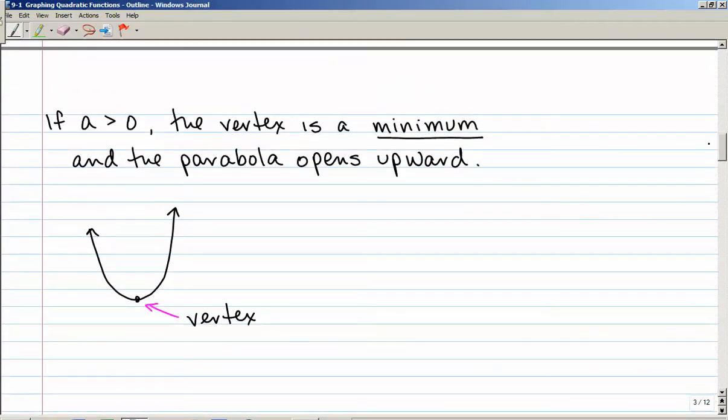If a is greater than 0, where a is the coefficient of x squared, so if a is a positive number, then the vertex is a minimum and the parabola opens upward. So if a is positive, the parabola looks like a smiley face. It looks positive, and you'll notice the lowest point here, the vertex, is at the bottom, and it's called a minimum.